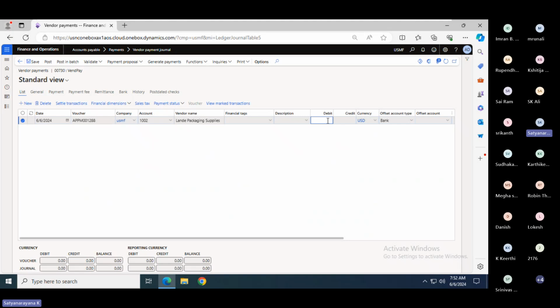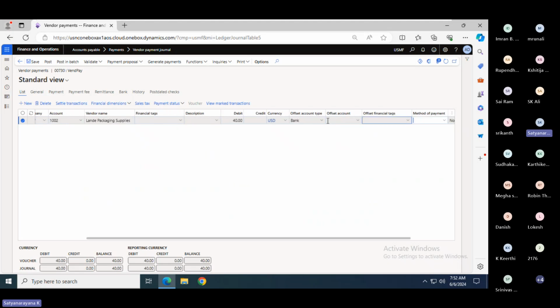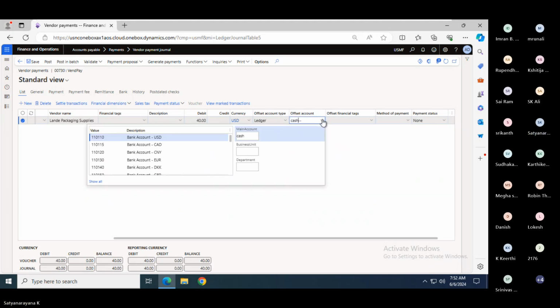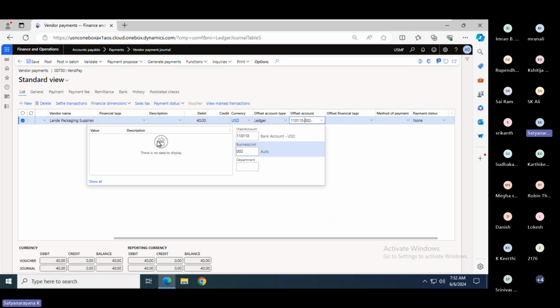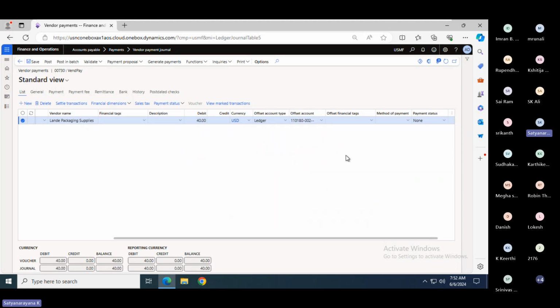Balance debit $40 and you are paying cash. So you need to select ledger and then cash. Petty cash, you need to select 110180. It is petty cash. That means you are paying cash. Save. So $40 debit and credit, post.